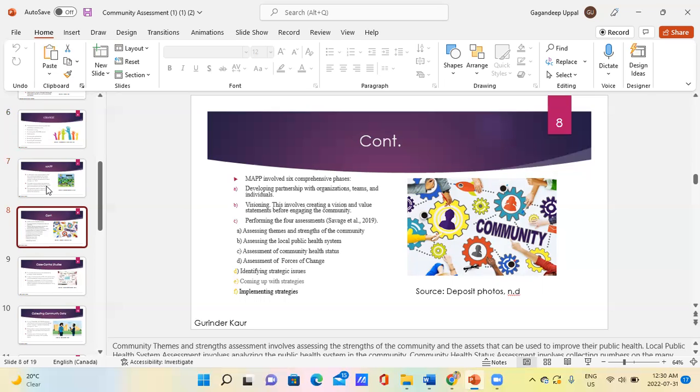After that, we perform 4 assessments. Firstly, we assess the theme and the strength of the community. Then we assess the public health. After that, we check the status of the community. After that, assessment of forces of change. And the next step is then we identify the issues, strategic issues. Then we come up with the strategies to overcome those issues. And after that, we implement those strategies into our plan.